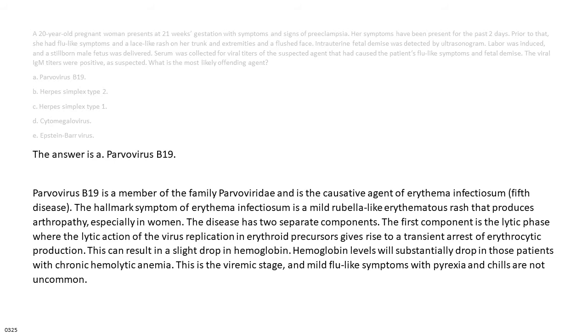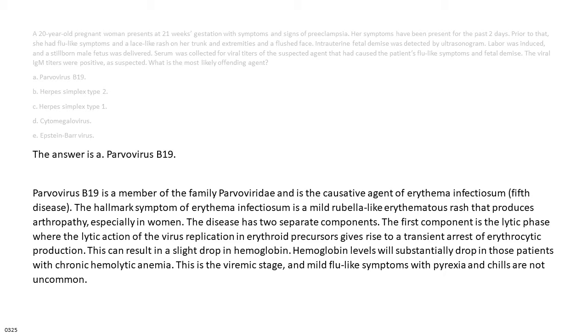The answer is A. Parvovirus B19. Parvovirus B19 is a member of the family Parvoviridae and is the causative agent of erythema infectiosum, fifth disease. The hallmark symptom of erythema infectiosum is a mild rubella-like erythematous rash that produces arthropathy, especially in women. The disease has 2 separate components.